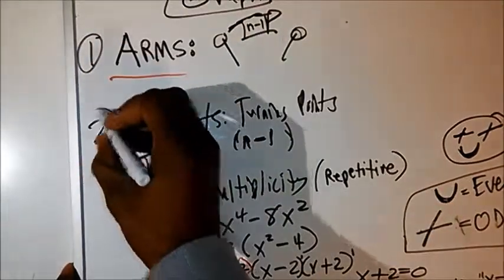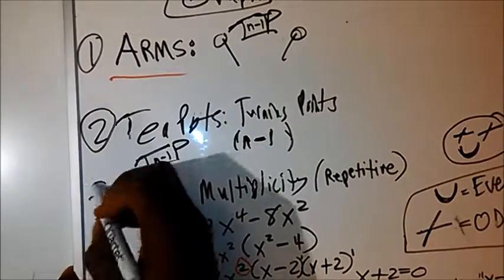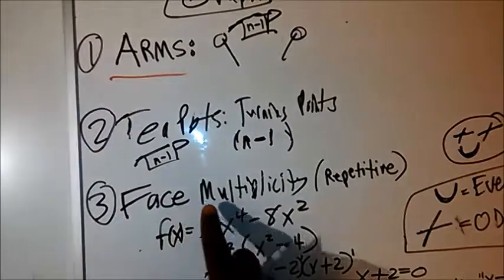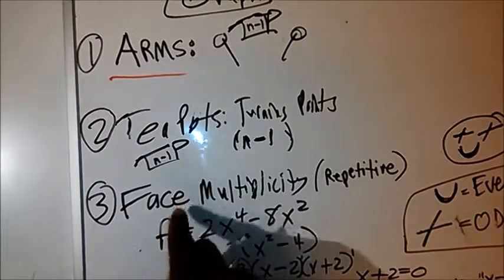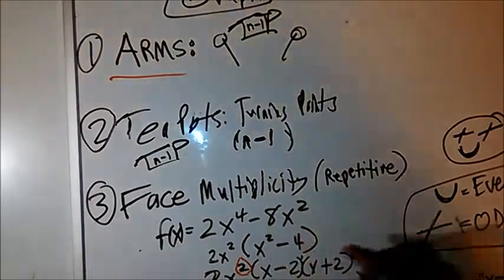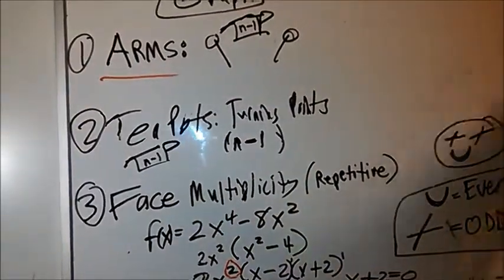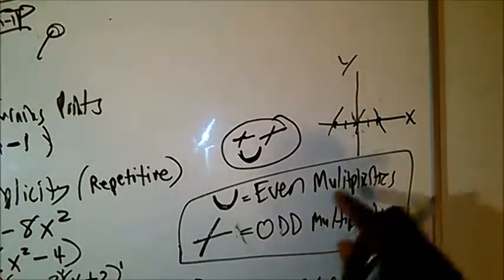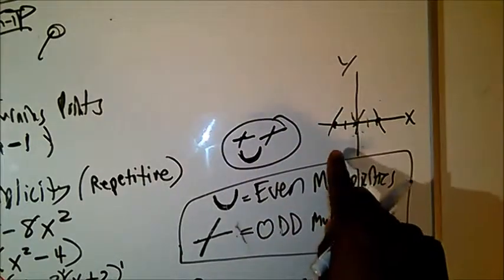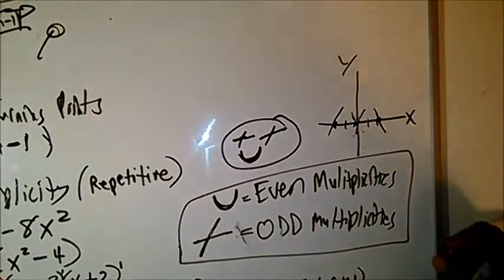Step 2 would get our degree, which equals n minus 1, right? And step 3 would be to determine how repetitive the x-intercepts are. Sorry, I mean it will determine the multiplicity, right? And determine whether or not they're even or odd at the x-intercepts, right? And determining whether or not they're even or odd will let us know whether or not the graph crosses or touches and turns around at those points.